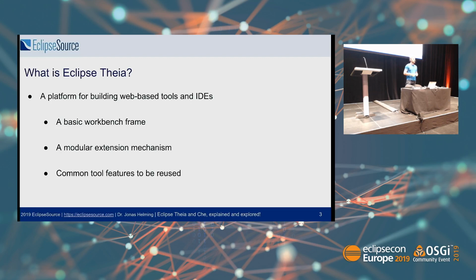So for example, if you want to build a tool for your custom language and you want to provide that to your customers, you also want Git support. Now, if you don't use a platform, you have to implement that yourself. If you use Theia, there's already an extension providing Git support, and you can reuse that. Same as for a debug view, for a code editor, and so on.